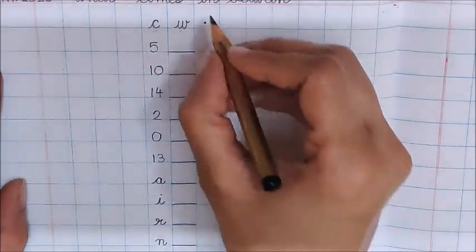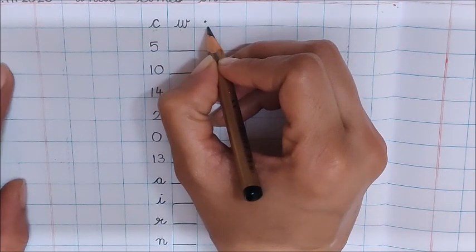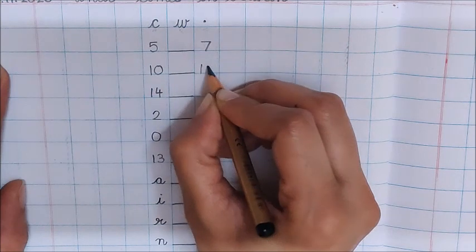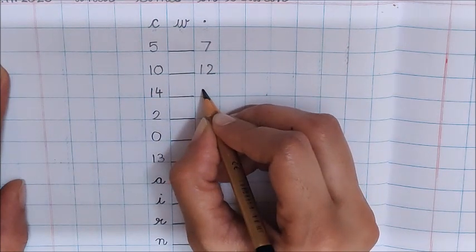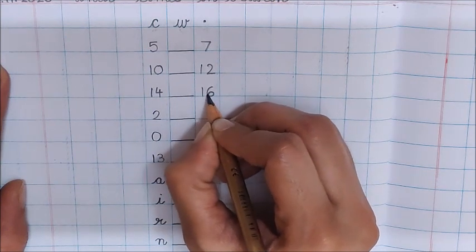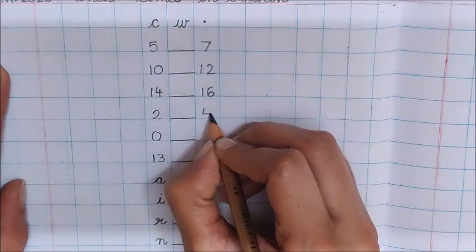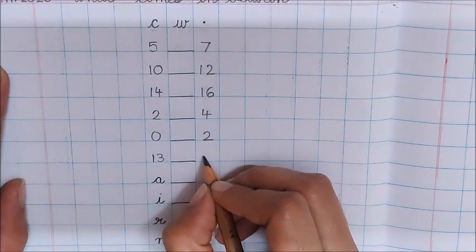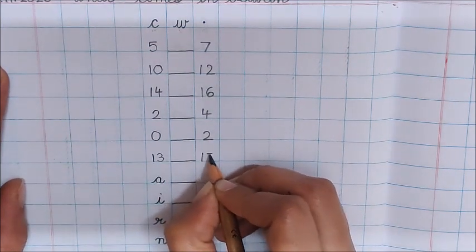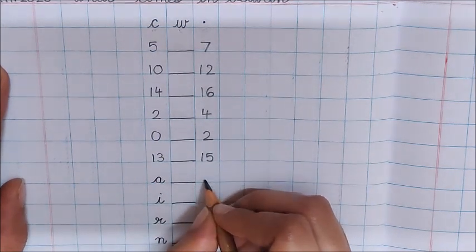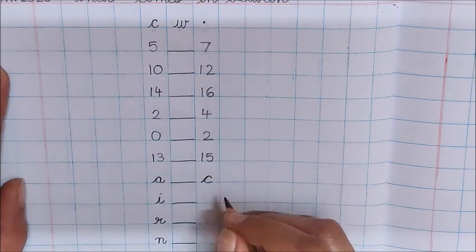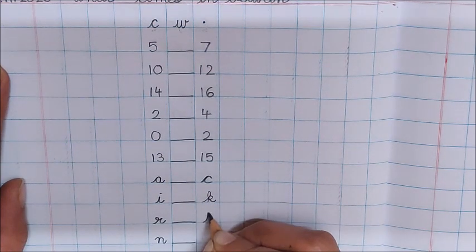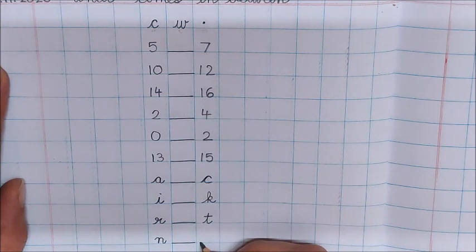After putting dash, now below dot, we are going to write numbers again. So below dot, write down 7. Now write down 12. Write down 16. Now write down 4. Now write down 2. Write down 15. Now write the letter C. Now write down letter K. And here write down letter P.